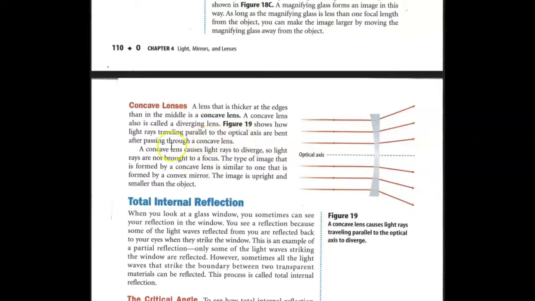Figure 19 shows how light rays traveling parallel to the optical axis are bent after passing through a concave lens. A concave lens causes light rays to diverge, so light rays are not brought to a focus. The type of image that is formed by a concave lens is similar to one that is formed by a convex mirror. The image is upright and smaller.